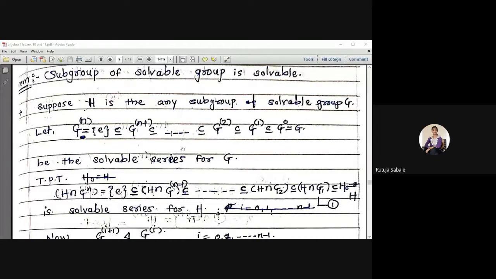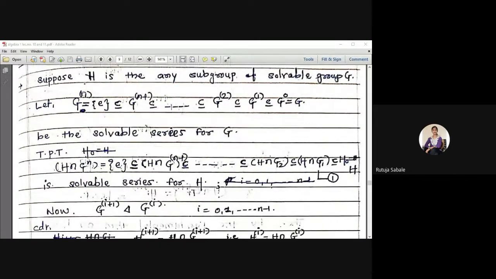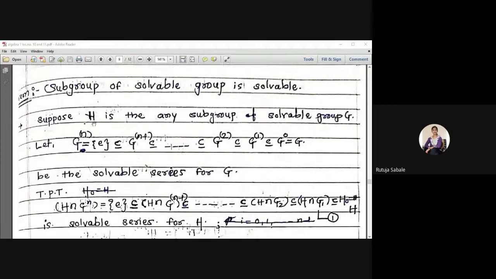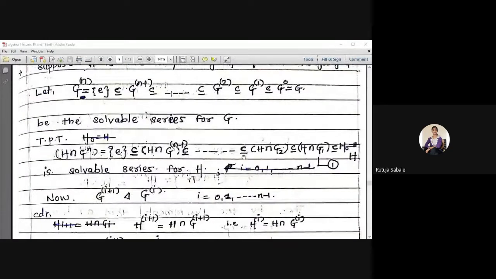Okay, suppose this is the solvable series for G. Now we have to prove that this H is a solvable group. Since H is any subgroup, we have to prove that this H is a solvable group. That is to prove that this sequence of groups is a solvable series.